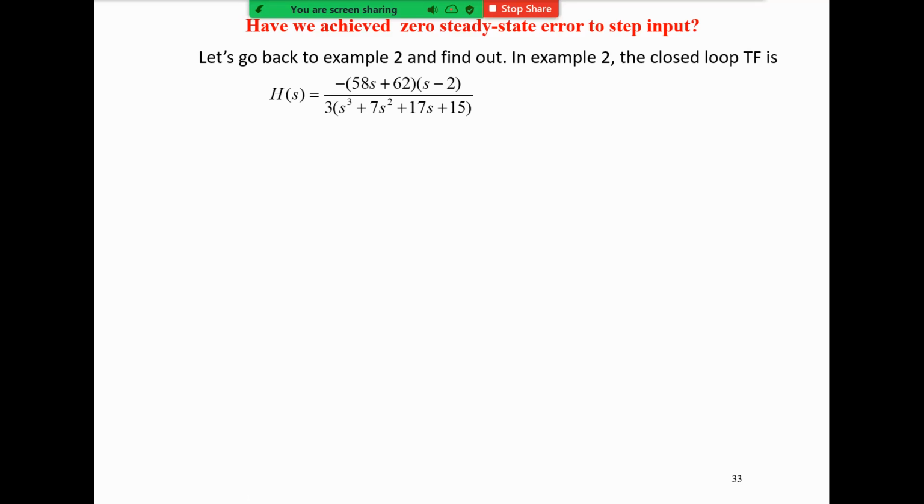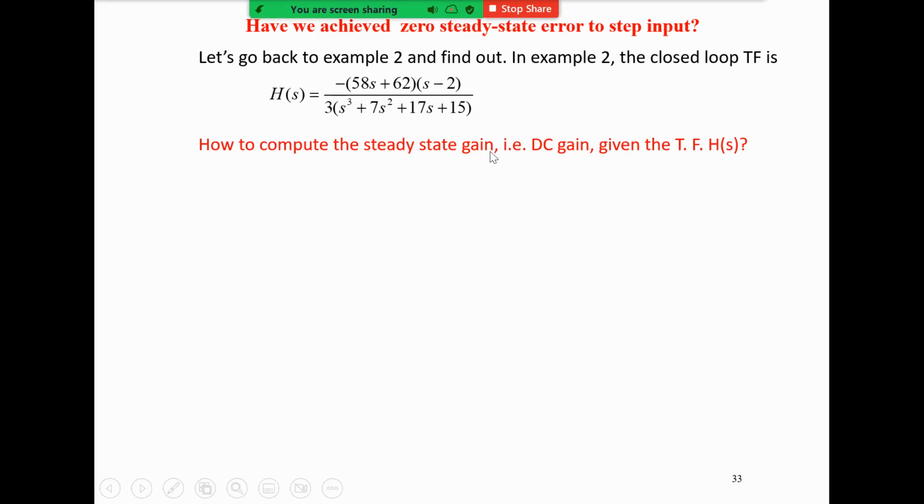If we go back to example 2, let's try to find out what is the closed loop transfer function for that example. So here I just write down the final answer. We know that the poles of this closed loop have been placed at the desired ones. So therefore the whole closed loop is stable. That's not a problem. But let's find out what is the steady state gain, or the DC gain.